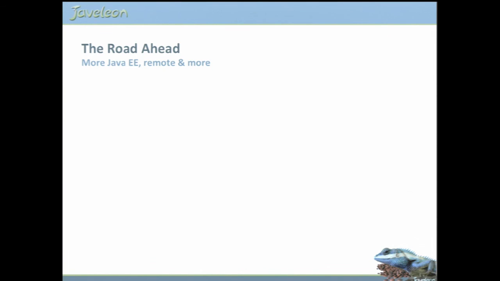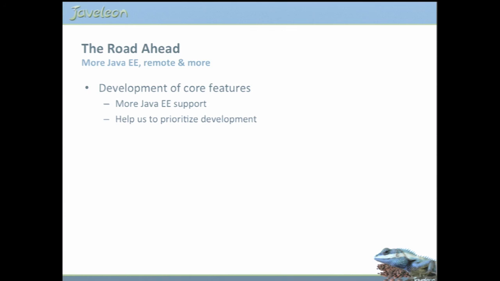So what is the road ahead? We want to add some development of core features. We need obviously more Java EE support, more frameworks supported, and you can help us prioritize this. If you contact us and give us a feature request for, say, Google Juice or something like that, and a lot of you do that, we will actually prioritize what users actually need. We also need to add some remoting support, enabling Javeleon to push changes to a remote server.